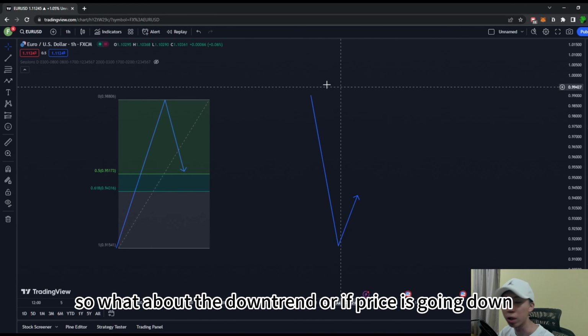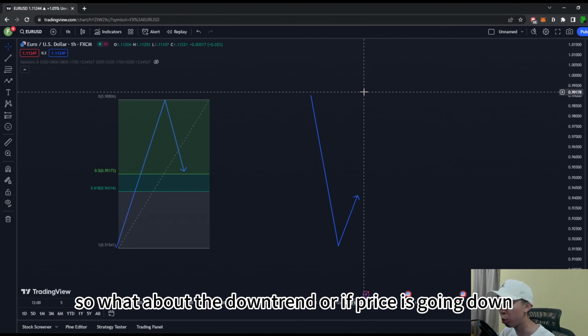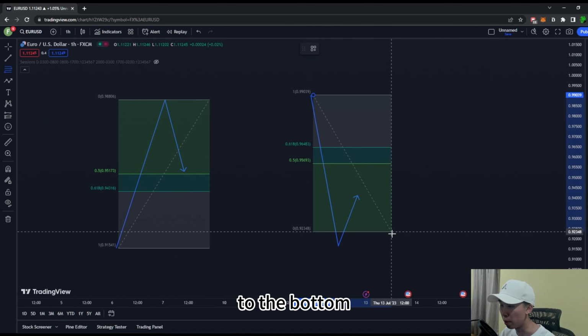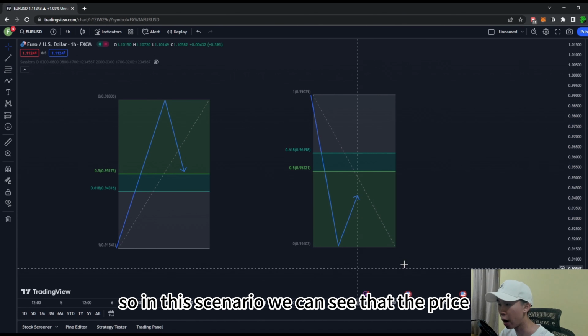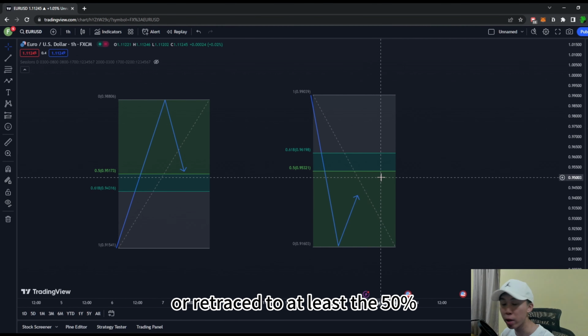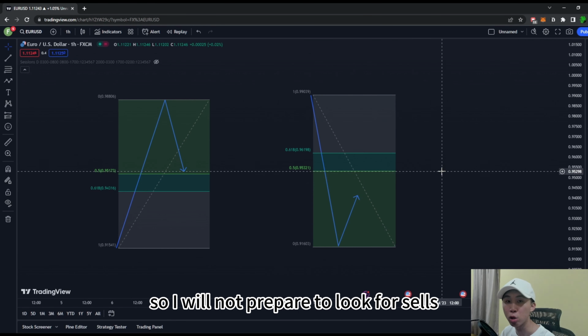So what about the downtrend, or if price is going down? We are going to draw the Fibonacci from the top to the bottom. So in this scenario, we can see that the price has not pulled back or retraced to at least the 50%. So I will not prepare to look for sells.